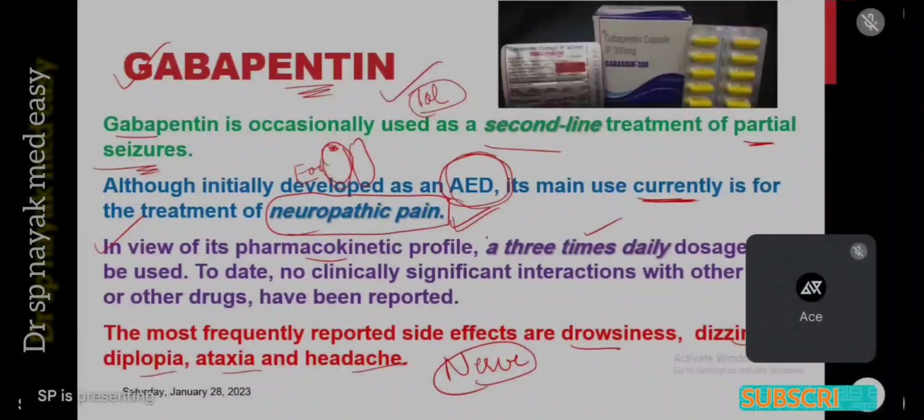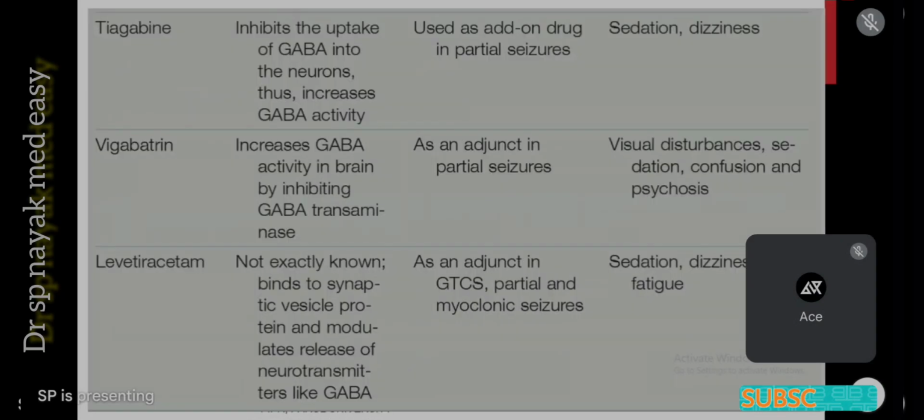Actually, gabapentin has a short duration of action and pregabalin has a long duration of action, okay. Or is anything else left, or let us discuss Tiagabine, Vigabatrin and Levetiracetam. Tiagabine is another anti-epileptic drug. We'll go with Tiagabine first. It inhibits the reuptake of GABA into the neurons, thus increasing GABA activity.